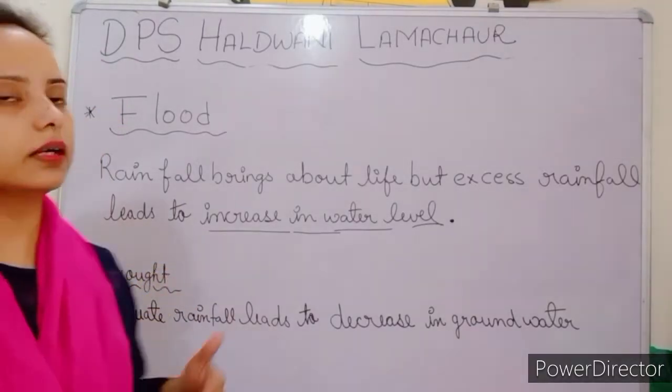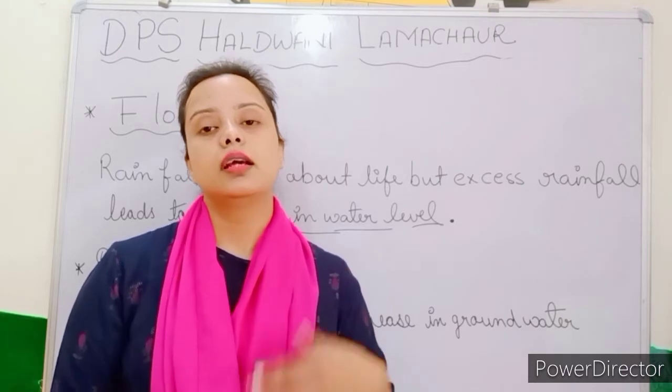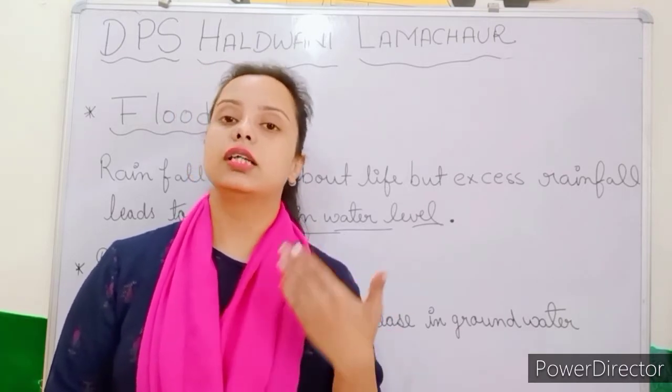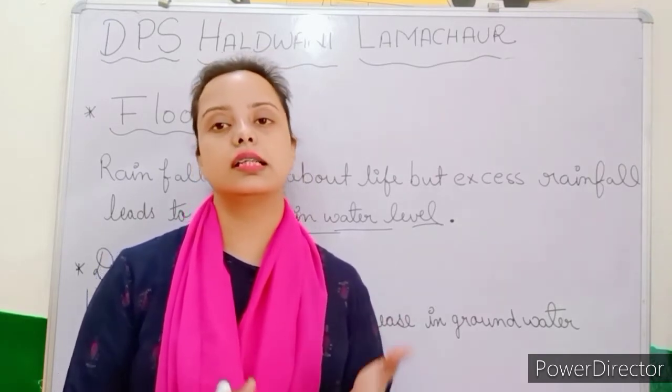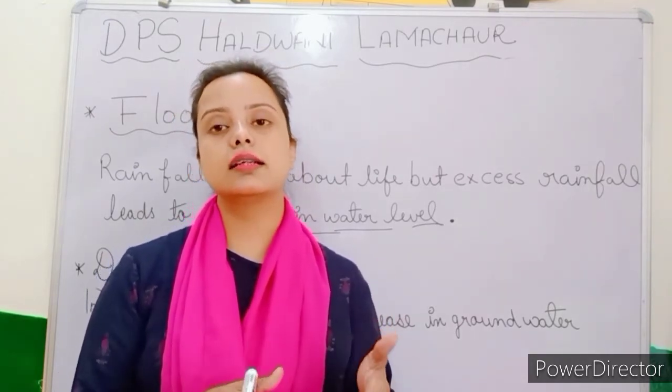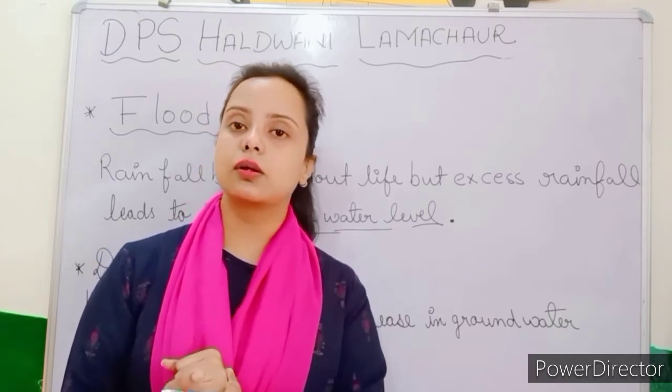In the flood also, if the water level increases, फ्लड हो जाता है, बाढ़ आ जाती है, जो खेत होते हैं उसमें ज़्यादा एक्सेस अमाउंट ऑफ वाटर जाता है, and as a result that time it also damages the crops.